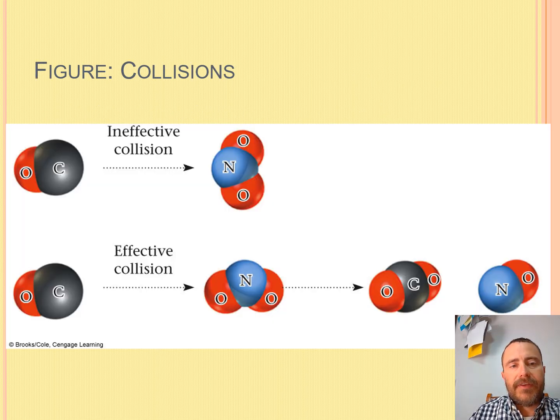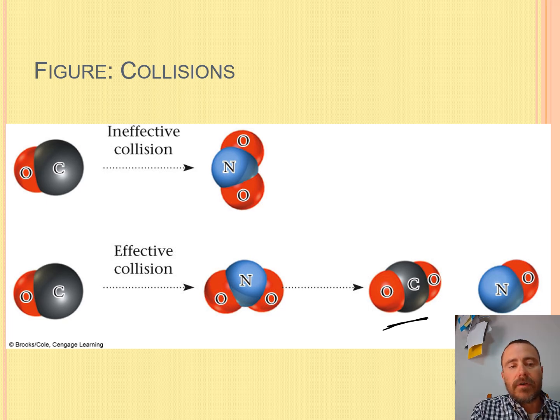Here we have a figure showing our carbon monoxides and our nitrogen dioxides reacting together. Remember from our balanced equation that our carbon monoxide is going to steal an oxygen from the nitrogen dioxide to become carbon dioxide over here.